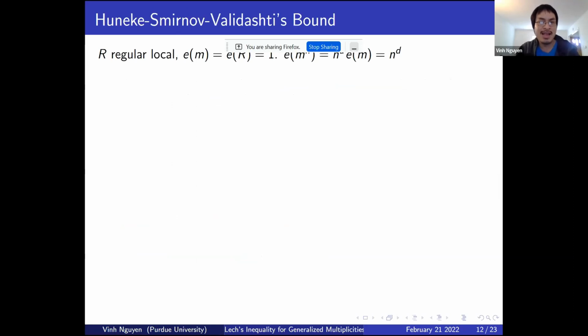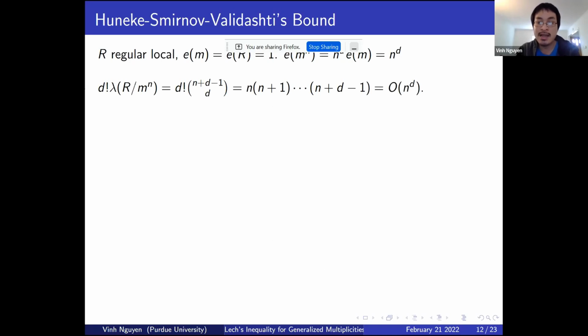Okay, so to look at a less silly example, let's assume our ring is regular local. Again, as a reminder, for regular local rings, the multiplicity of the maximal ideal is equal to 1. So we're going to look at the multiplicity of powers of the maximal ideal, and that's just going to be equal to n to the d. On the right-hand side of the bound is this d factorial times the colength term, and that's going to be equal to this polynomial function in n. Just notice that this polynomial function has order n to the d. So when n is large, it's not too far off from the multiplicity of m to the n.